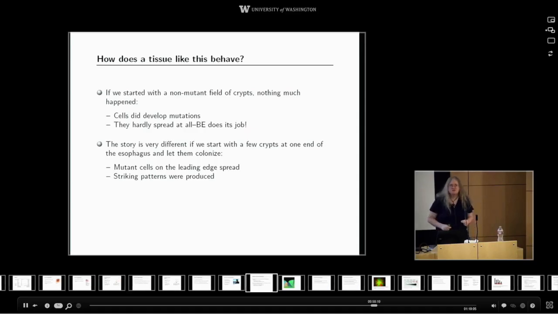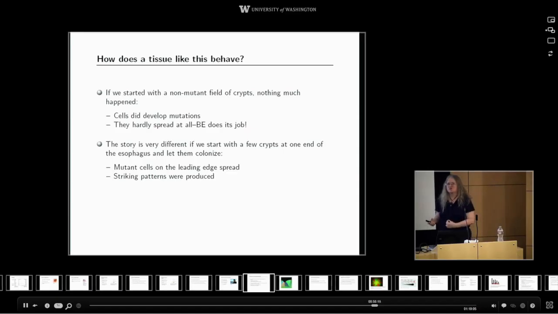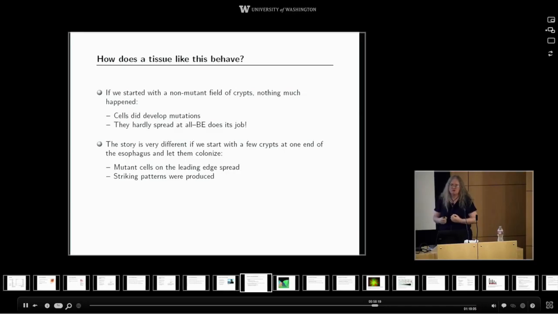The story is very different, though, if you start the way that we think Barrett's esophagus actually starts, which is with a small number of cells at the stomach end of the esophagus, which spread upwards.